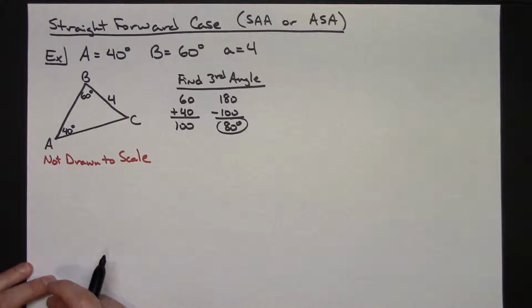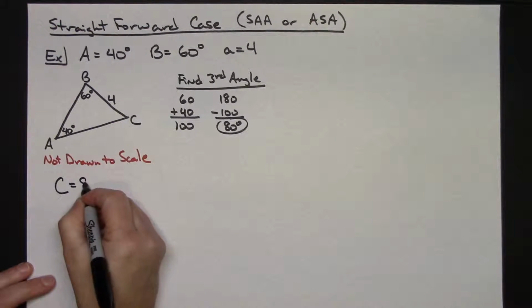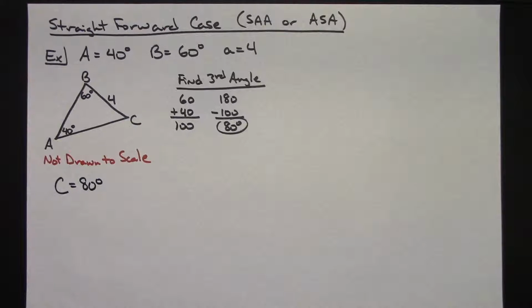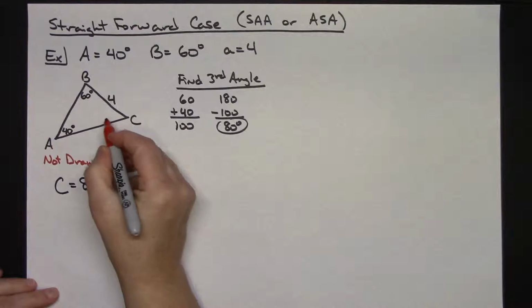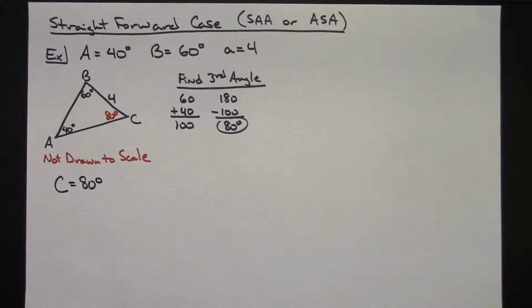I'm going to make a list over here of everything that I am finding. Angle C has to be 80 degrees. Another way you could do this is to add it to your diagram. That might be helpful if you're using the picture to try to figure out what needs to be over what.